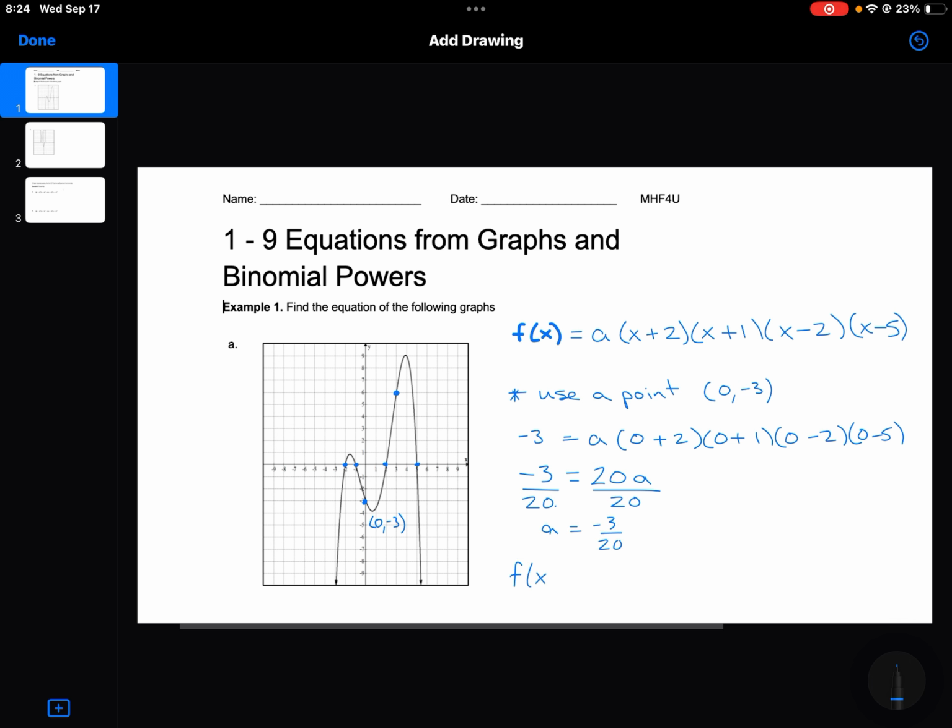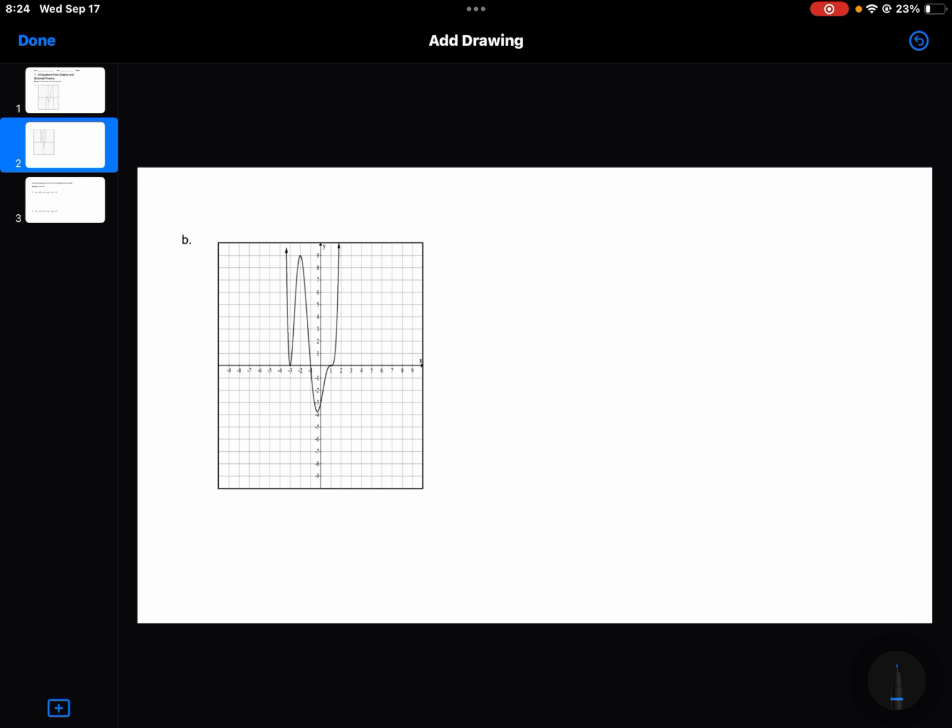I can then state my function including the a value. x plus 1, x minus 2, x minus 5. Let's take a look at another example.